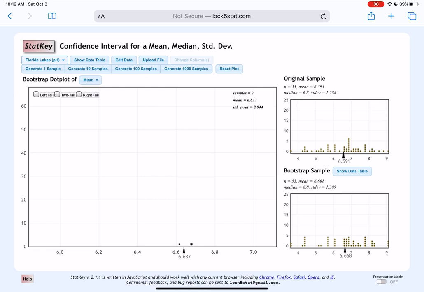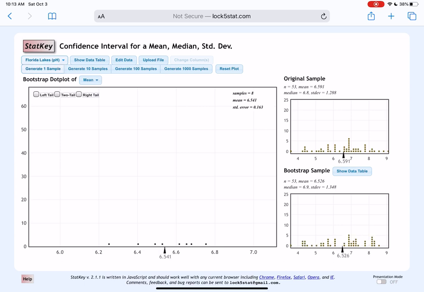And we see that the bootstrap distribution gives us a running tally of what the mean is. So the mean of these two points is 6.637. We repeat this again. We get a new bootstrap sample. We get a new bootstrap statistic added to our plot.